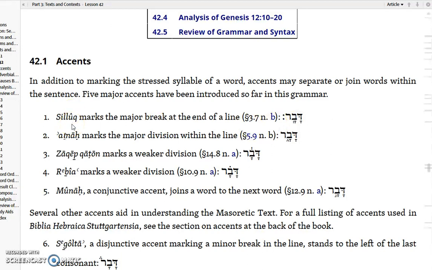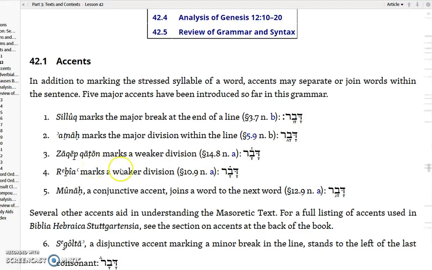There is the saluk, which marks the major break at the end of a line, at the end of verse. You always have saluk followed by sof pasuk, that's the 2 little dots at the end. The athna marks the major division within the line. The Masoretes tried to divide up every verse into 2 halves, and the athna would be in the middle. The athna looks like a little carrot thing.